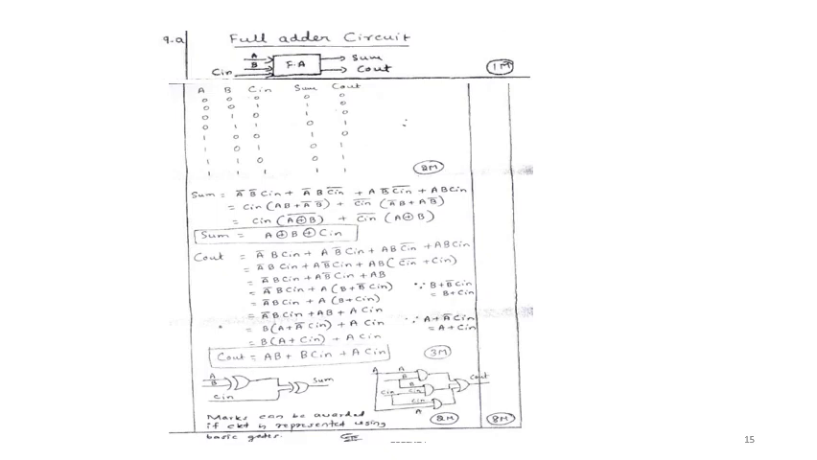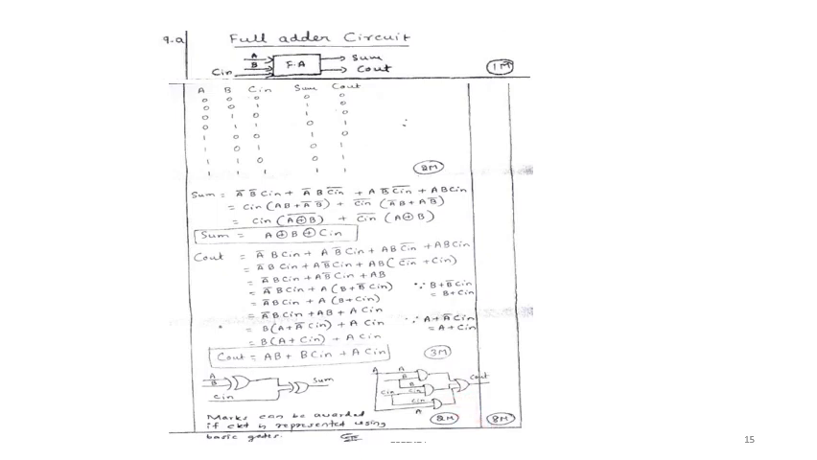Finally, represent the sum and carry output equations in terms of logic gates. The basic gates, you can use the XOR gates here, no problem. So this is sum and this is carry. You can draw it in a single diagram or draw it separately, no problem. If this circuit is represented using basic gates also, the marks will be given. So 1 plus 2 plus 3, 6 plus 2, 8 marks. So this is a full adder circuit.